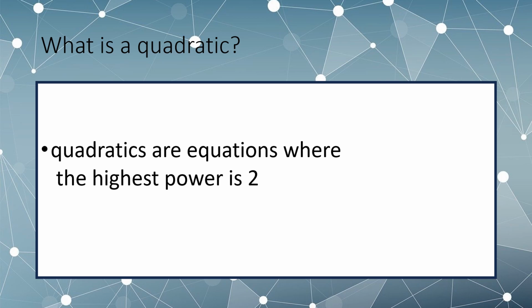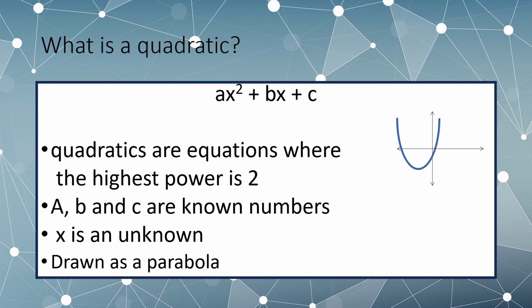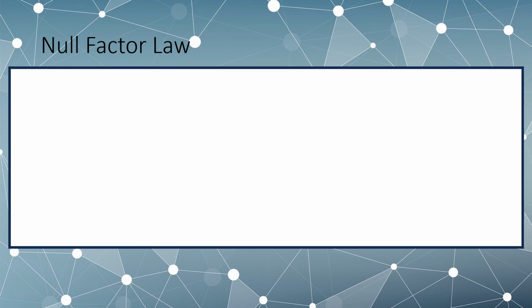We write out our quadratic equations in the standard form of a multiplied by x squared plus b multiplied by x plus c, where a, b, and c are known numbers, and x is our unknown. We draw them on Cartesian planes as parabolas, which looks like the curve in the diagram here. Important parts of a quadratic are its roots, or x values, its y-intercept, where it crosses the y-axis, and its vertex, which is where that parabola turns around. We will be discussing how to factorize equations and draw equations in a number of different ways.